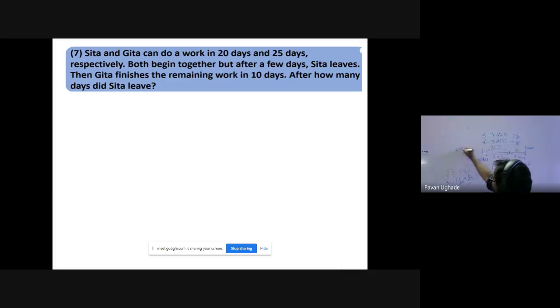5 plus 4 divided by 100. So 9 by 100 they have worked. 9 by 100 they have worked together. And so to finish the 3 by 5 work, they have taken up 9 by 100, nothing but 100 by 9, the total time taken. This is in 1 day. So the total time taken to finish the 3 by 5 job is 100 by 9.